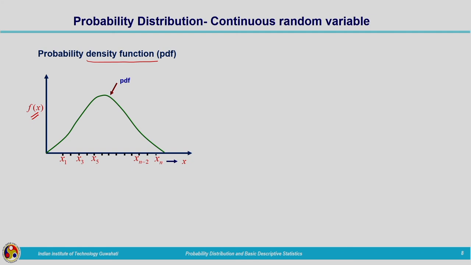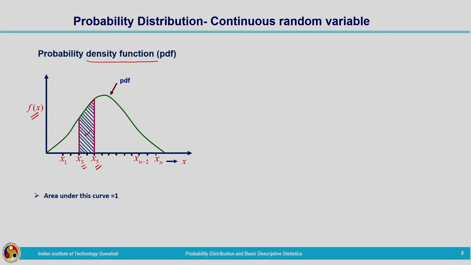The probability in the case of a continuous random variable is represented between a certain interval, x1 to x2, or that interval will be specified. It is not the same as the discrete random variable. So here it is expressed such that it is within x3 and x5. The area marked by this blue hatched area represents the probability corresponding to that particular range x3 and x5.